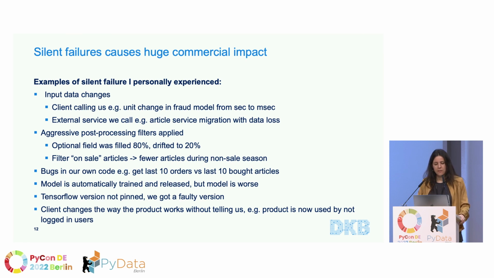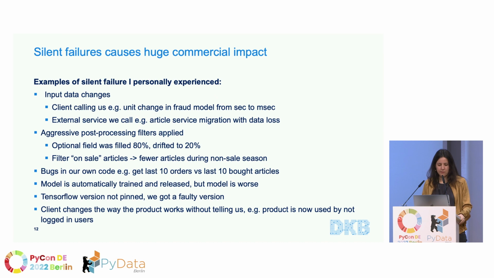Another reason is aggressive post filters. In many applications you have the model, but then there are some filters applied on top of what your model says. For example, we had the case where this was an optional field, and if it's an optional field and it's not there, nobody's going to log a warning. So if it goes away over time, you want to know that. Another example is we had an on-sale filter that worked really well when it was created, which happened to be during sale season. And then we moved into non-sale season. There were barely any articles on sale, so this module looked really bad.